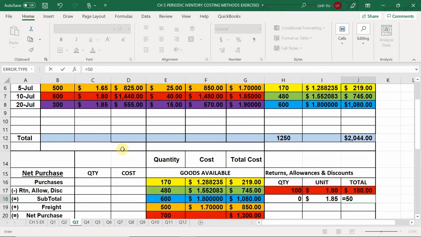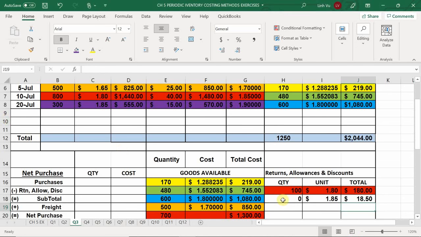So 50, I'm attempting to return 50 of them. That cost me $1.85. However, I'm not getting a full refund. I'm only getting 20% back. So it would be 18.50. $18.50 is what I'm going to get back. I'm only getting 20% of the money back. I'm not getting a full refund. That's what makes it an allowance.